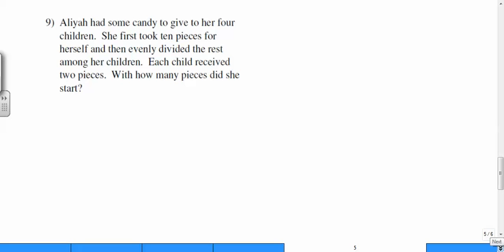Alaya had, I hope I'm pronouncing it right, some candy to give to her 4 children. She first took 10 pieces for herself and then evenly divided the rest among her children. Each child received 2 pieces. With how many pieces did she start? Okay, so it seems that for this problem we need to find out the number of pieces of candy that Alaya started with.